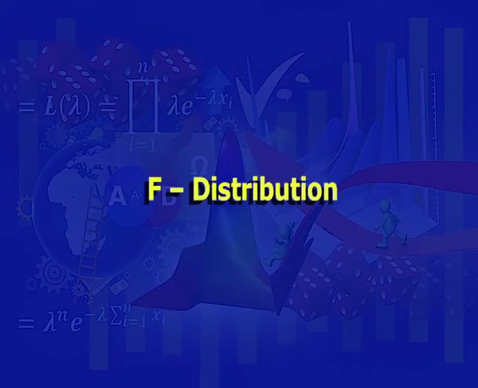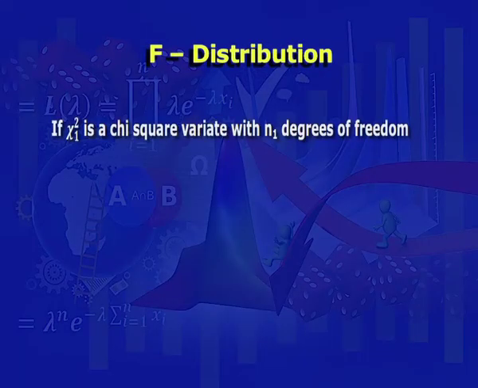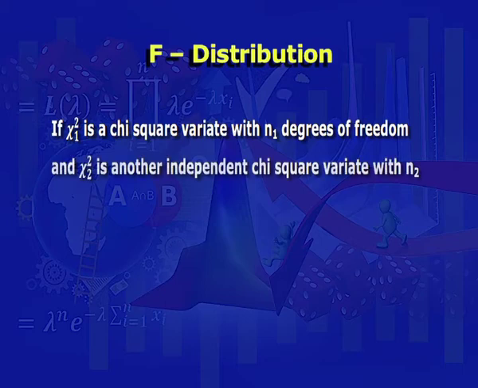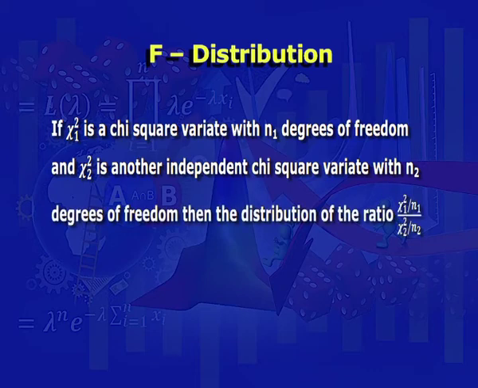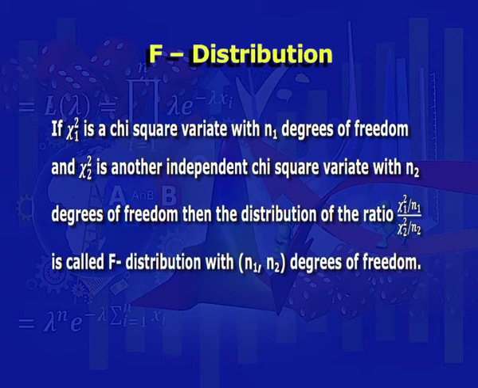Let us see F distribution. Let us first define the definition of F distribution. If chi1 square is a chi-square variate with n1 degrees of freedom and chi2 square is another independent chi-square variate with n2 degrees of freedom, then the distribution of the ratio chi1 square upon n1 divided by chi2 square upon n2 is called F distribution with n1 and n2 degrees of freedom.